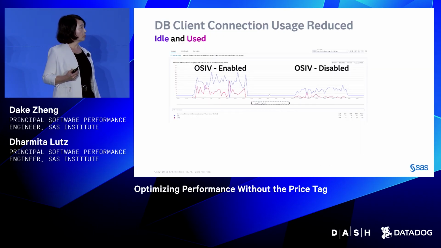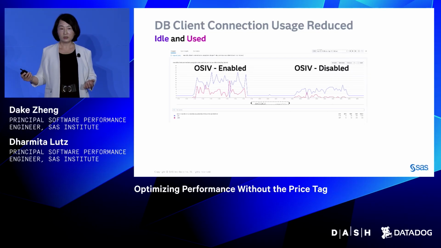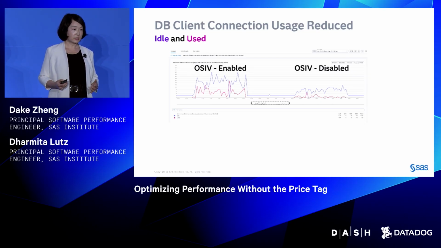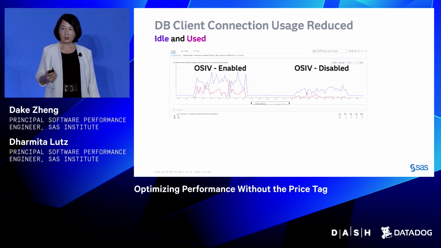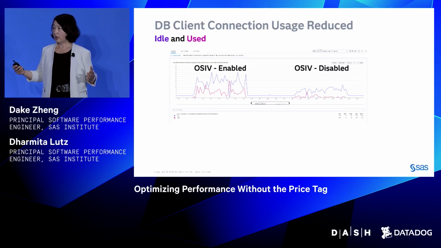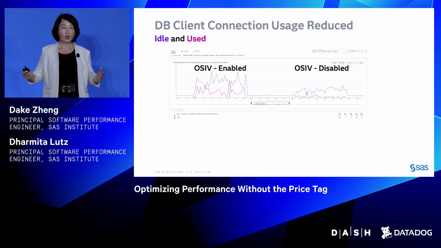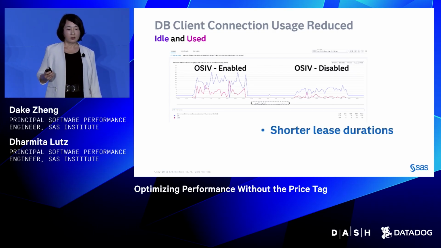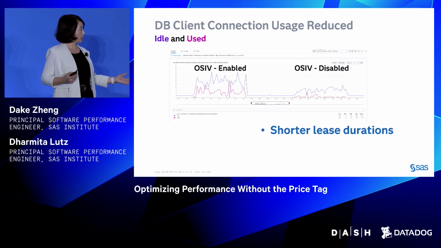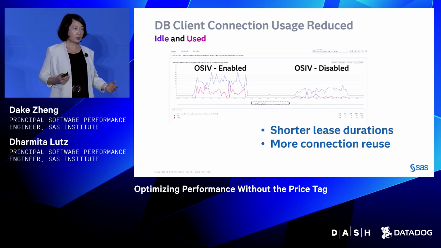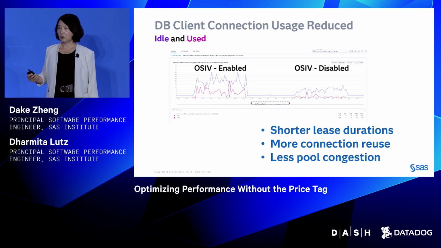In addition, OTel metrics showed that both the idle and used connection counts reduced when OSIV was disabled. This suggests that the connection pool handled the same traffic with fewer connections, thanks to shorter lease durations, increased connection reuse, and reduced pool congestion.